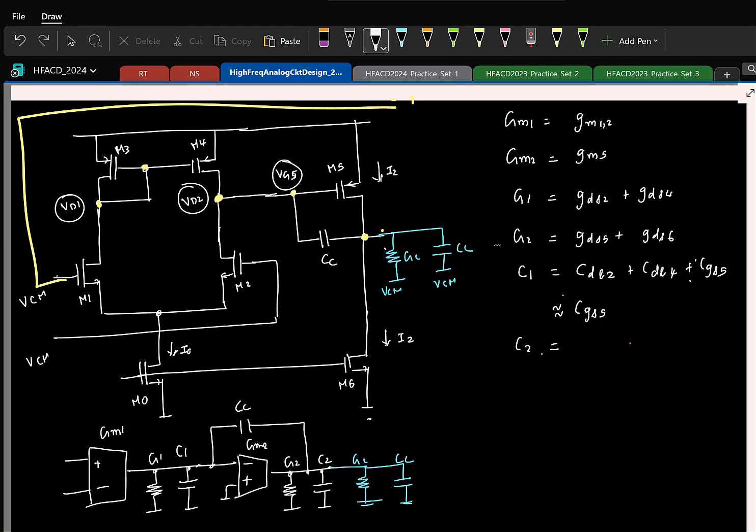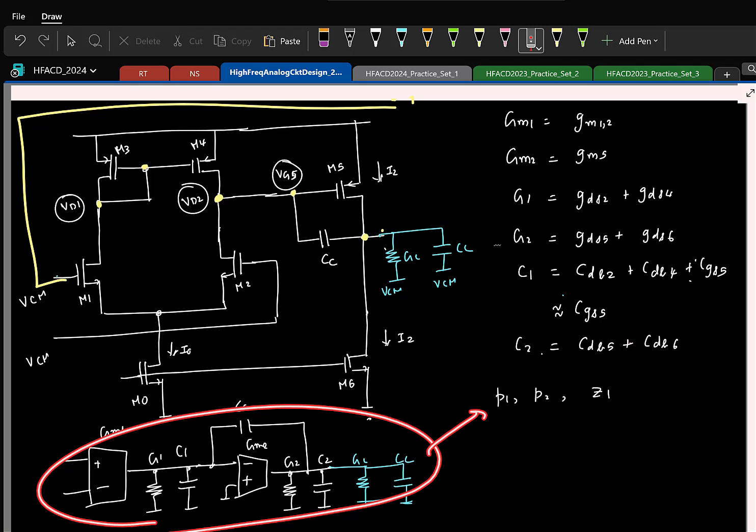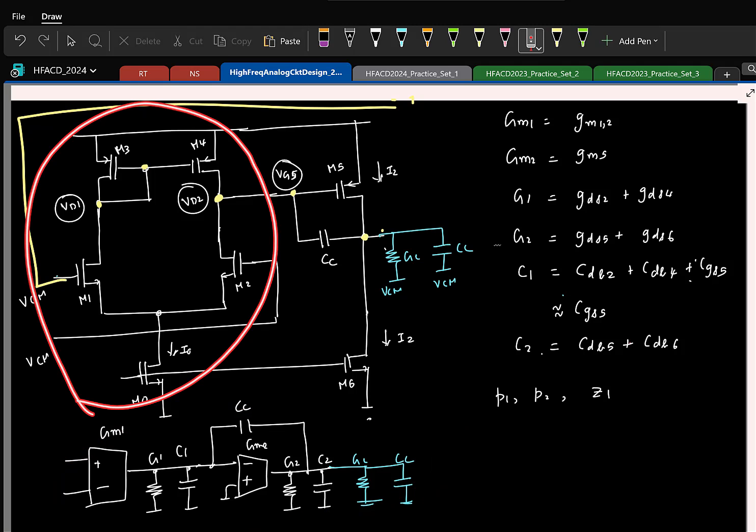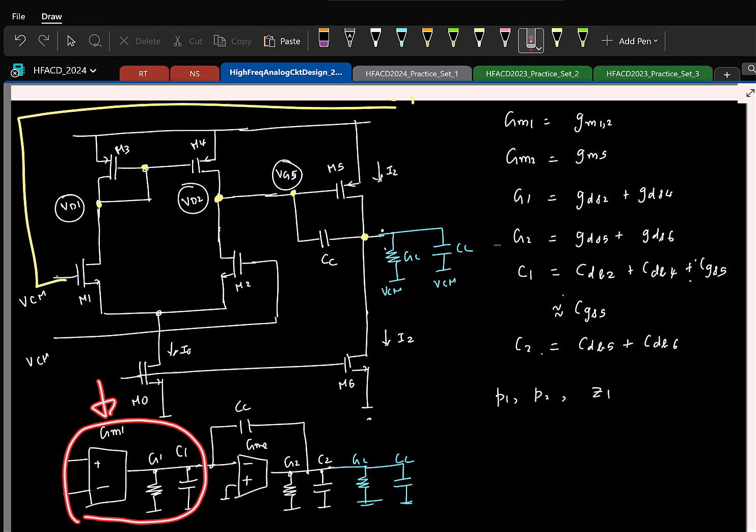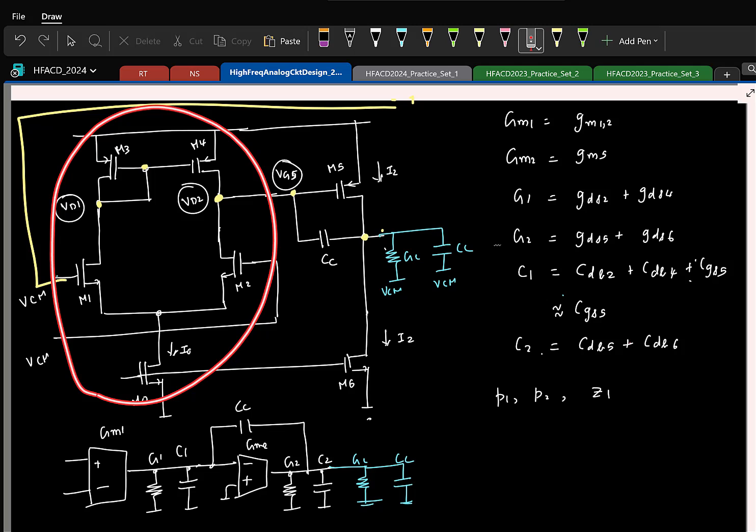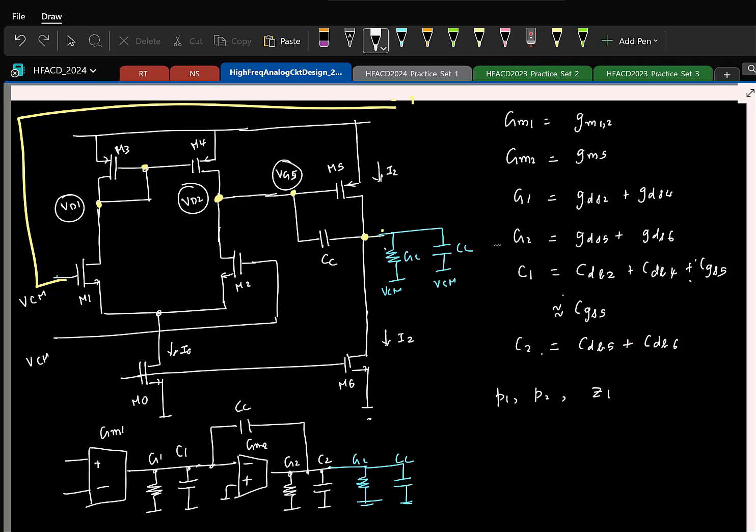So what is C2? It's a parasitic capacitance from here to ground, which is drain to bulk of M5, drain to bulk of M6. Okay. And you guys know the pole locations, and you have an RHP0 that is directly from here. But remember that I have this 5 transistor OTA. This guy has been approximated as a first order system here, right? But you very well know it is just an approximation. This guy also has an additional pole. So what is the additional pole this guy will add?